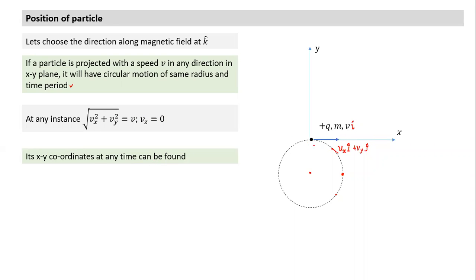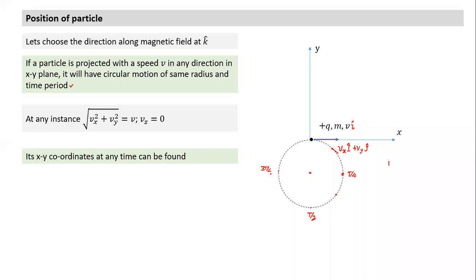So can we find the xy coordinate at any point of time? Suppose I ask in this particular case, what is the xy coordinate at time t equal to T by 4? If it moves like this, this is where it will reach at T by 4. This is where it will be at time T by 2. This is where it will be at time 3T by 4.